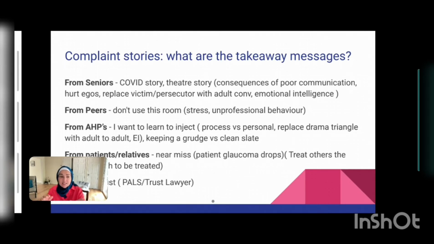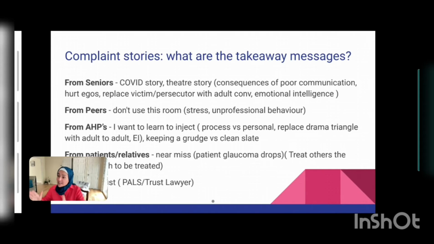So in this case, we need to replace the victim or the persecutor. One of them was being a persecutor. One of them was being a victim. So in this case, the senior was acting like a victim of the junior's inability to follow the regulations and saying, you're going to give me COVID. Stay away from me. Don't touch anything. Why are you in the hospital? You're putting the patients at risk. And this turned into a really, really ugly complaint that caused a lot of problems.